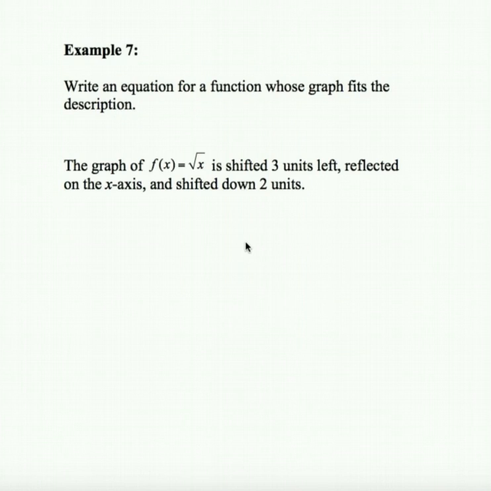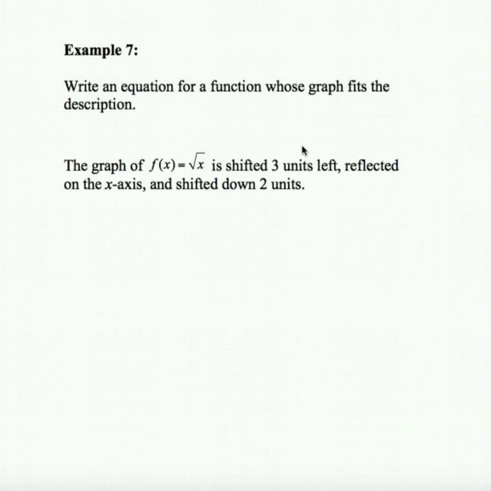Example 7, write an equation for a function whose graph fits the description. The graph of f of x equals the square root of x is shifted 3 units left, reflected across the x-axis, and shifted down 2 units. So we need to take our parent function, which is the square root of x, and we have to do 3 transformations. We need to put in there that it is shifting 3 units to the left, being reflected across the x-axis, and shifted down 2 units.